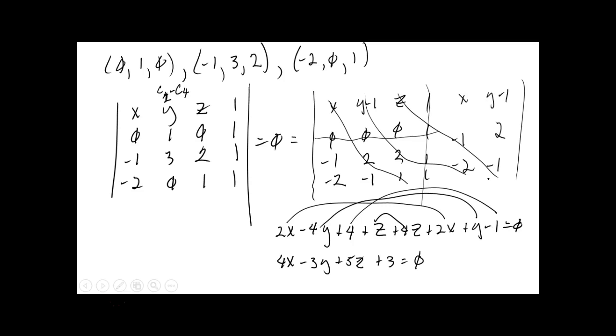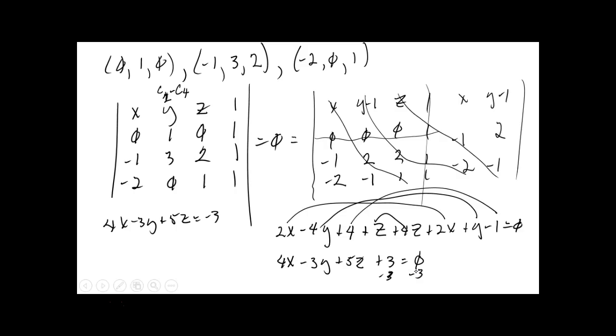Up right there. Okay. That's equal to 0, or the other way you could write it is 4x minus 3y plus 5z is equal to negative 3. Subtract 3 from both sides. And that gives you that. Okay. So, one side, blew it.